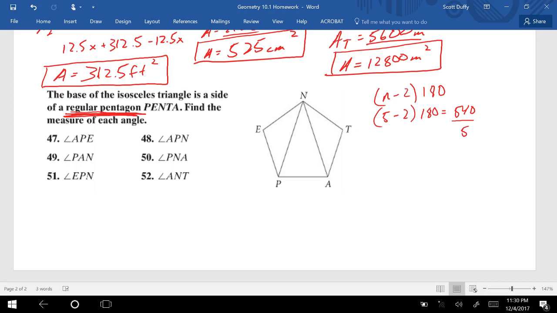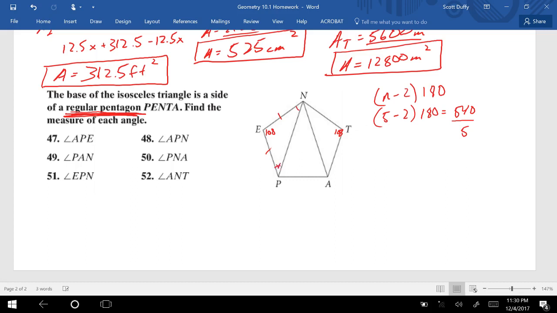And each one is going to be 108. So this angle is 108. This angle, the whole thing would be 108. This is 108. This whole thing, this whole thing. Right? Now, what I have to realize is that this triangle, ENP, is an isosceles triangle. So, since these sides are equal, then these angles will be equal. And I can figure what those are.